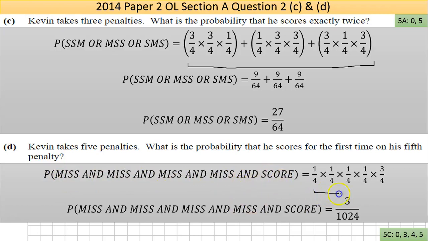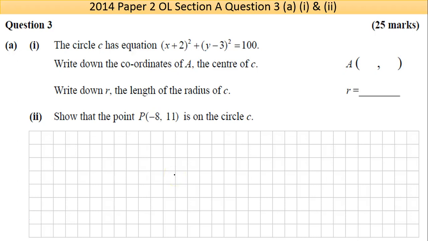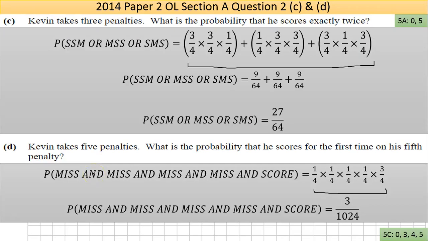Now that's that calculation there. When you put it into the calculator, you end up with the very, very small fraction 3 over 1024. So it's very unlikely that this Kevin guy will miss that many in that order. Now, that should be the end of the question. So that's part D. Again, as I said with question 1, probability is really hit and miss. All you can try to do, if you're not very good at probability, is try to scoop up some marks.